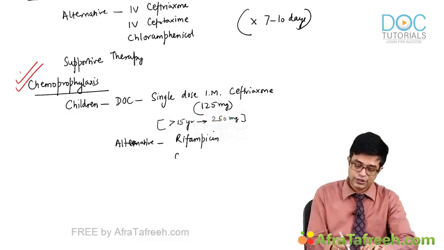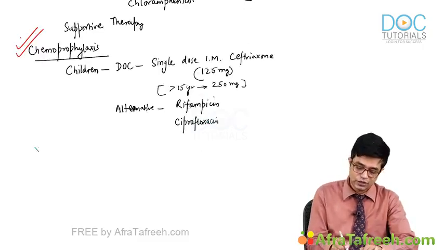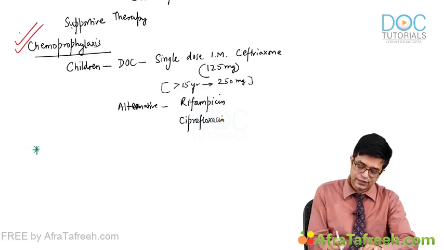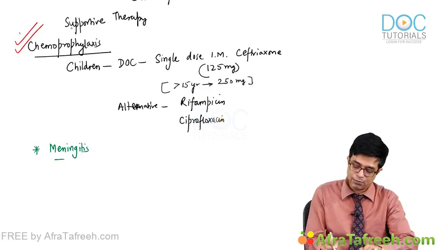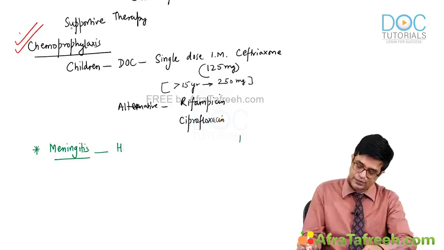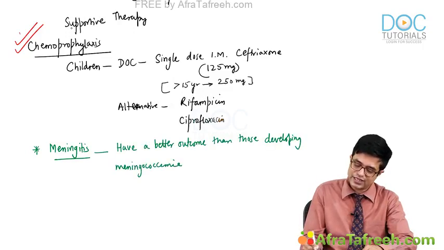Before we finish, there is an important MCQ pearl I want to share with you. Studies have shown that children who develop meningitis have a better outcome than those developing meningococcemia without meningitis. This is how the statement is written in the books.